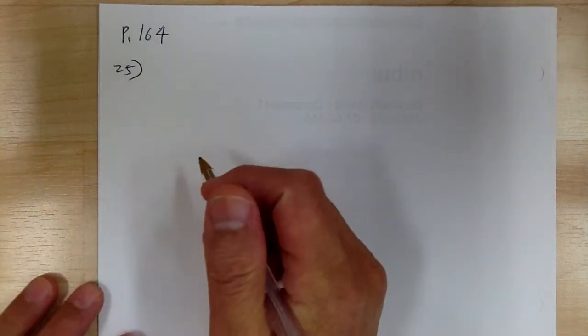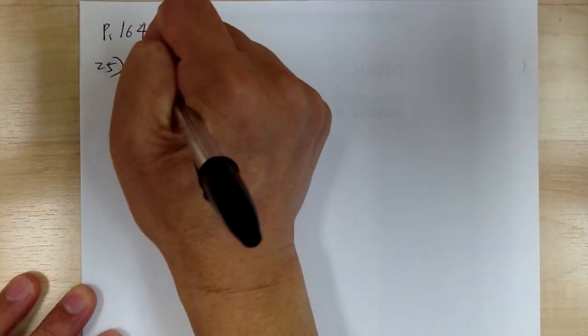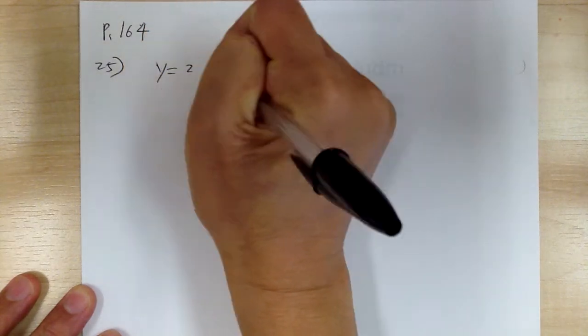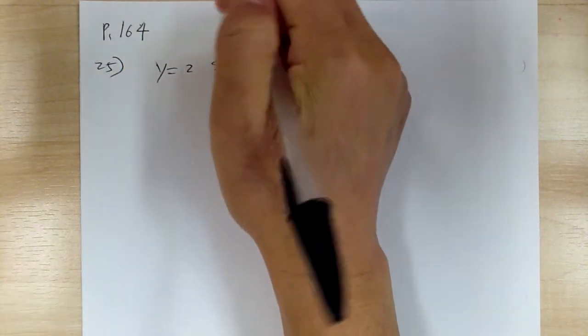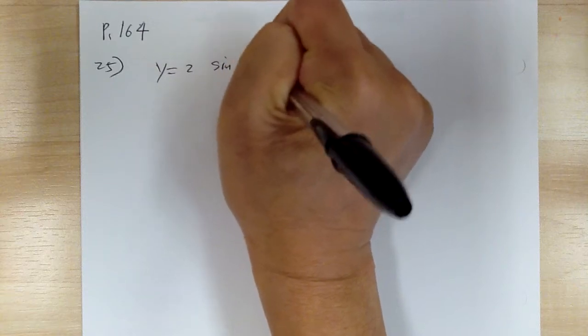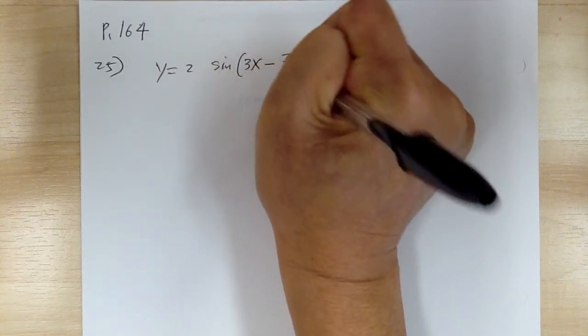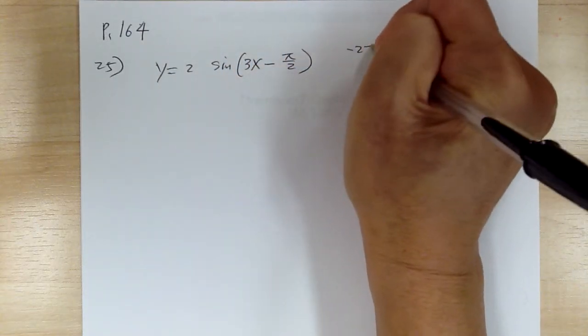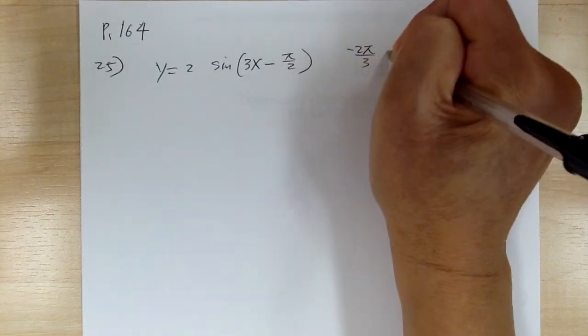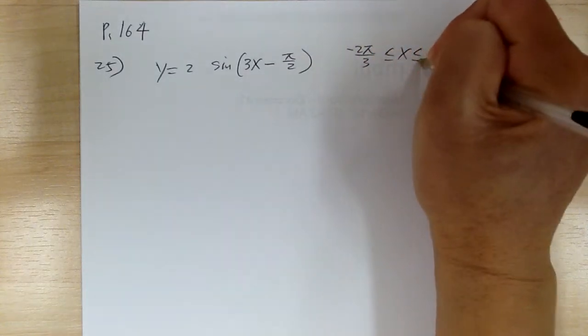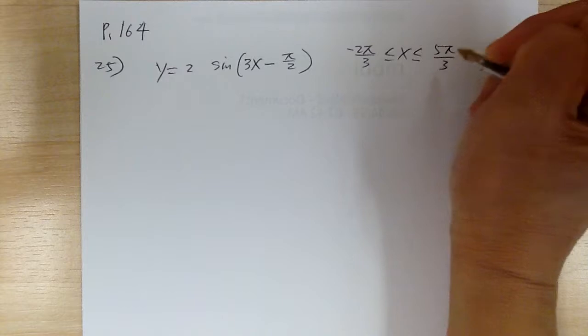Open your book to page 164. So we're going to review on the graphing. So let's start with number 25. Number 25, you have y equal to 2 sine 3x minus pi over 2. And the boundary is from negative 2 pi over 3 to 5 pi over 3.